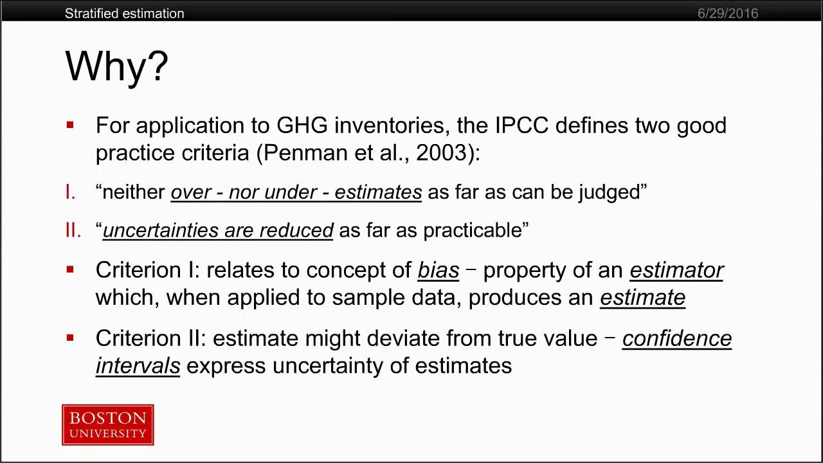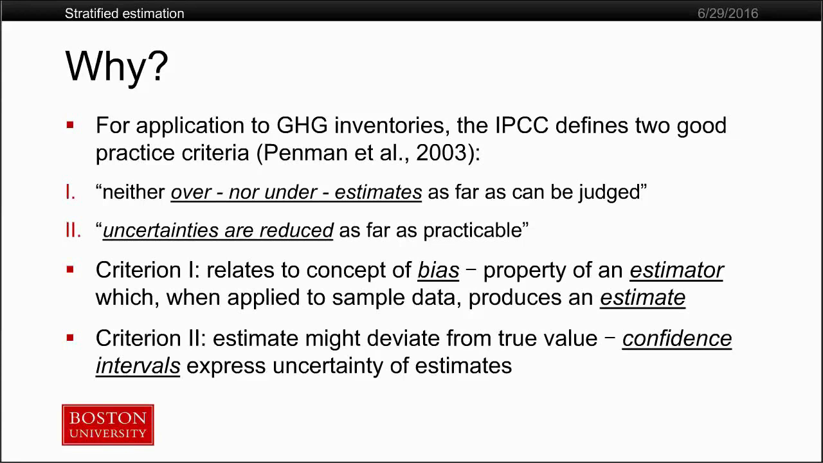The second criterion refers to uncertainties. And uncertainties are reduced as far as possible. In order to reduce the uncertainty, we need to characterize it. So even though an estimate is unbiased, it will still have some variance. We are selecting a sample, sometimes a very small sample, from a very large population. There is inherent noise in this process, and so on and so forth. So there will be some form of variance, which means that the estimate will deviate from the true value. And we can express how much it is deviating from the true value with a confidence interval. So we use the confidence interval to express the uncertainty of an estimate.